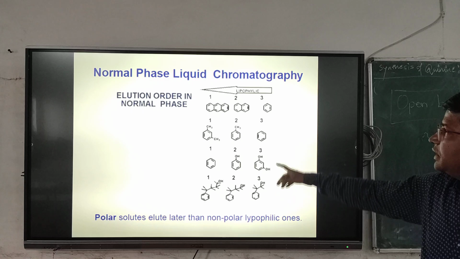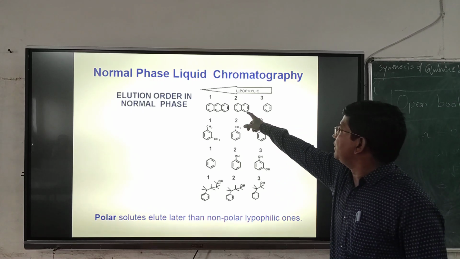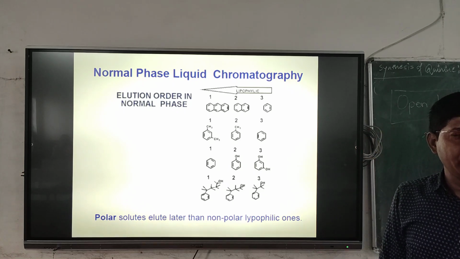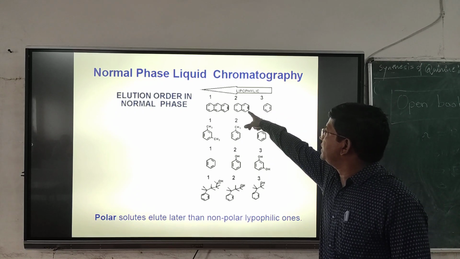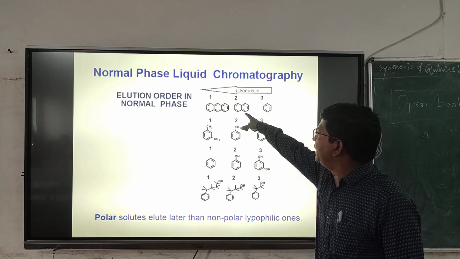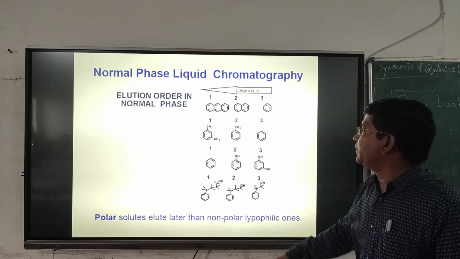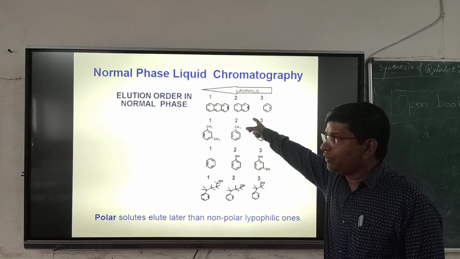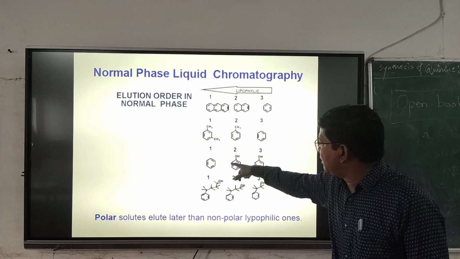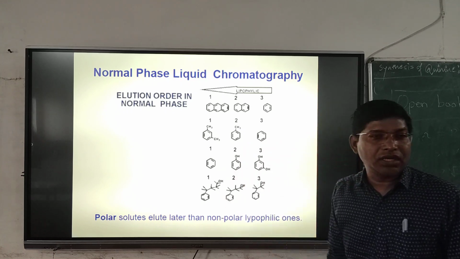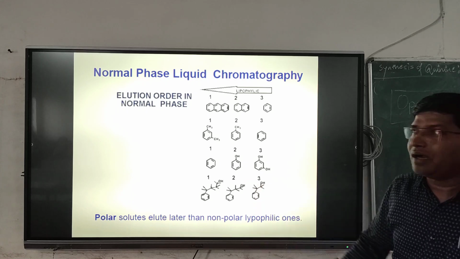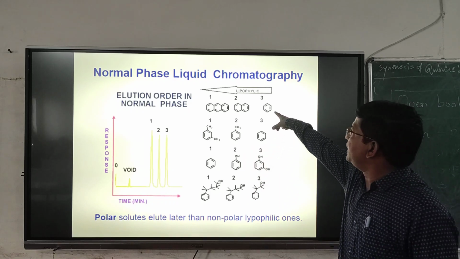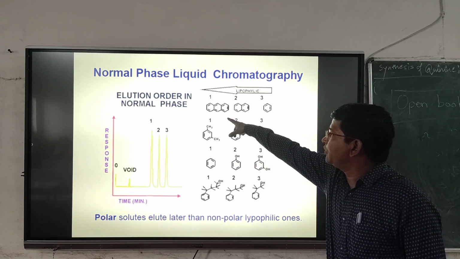Suppose these are the different compounds, like 1 to 3 classes of compounds in terms of polarity. This is more polar, then this is more polar, then less polar, then this is again the least polar. And in terms of non-polarity, this is the least non-polar. Then this is the second class of compound, this is the third class, this is the fourth class. If you want to see the order of separation of compounds in HPLC, here we can see this is the most polar and this is the least polar.